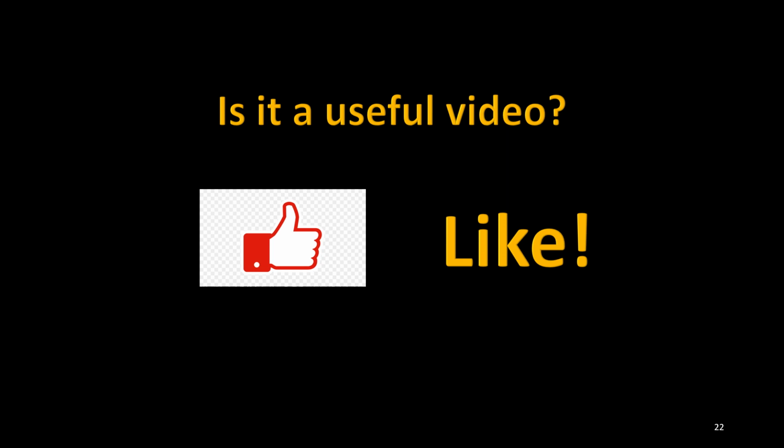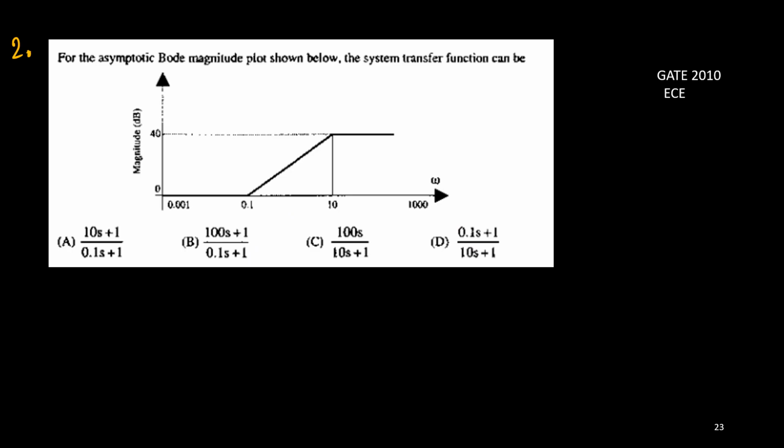Now we'll continue. We'll go to the next problem. The next problem is this one. It is from GATE 2010, ECE Electronics. Now again, one figure is given. The asymptotic Bode plot is mentioned, and we need to find out the system transfer function. That is a simple problem again. Okay, you can now solve it. You can pause here and solve it.